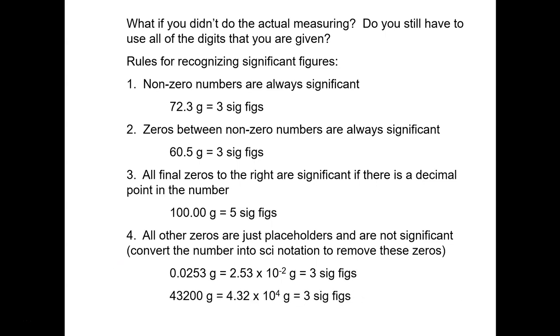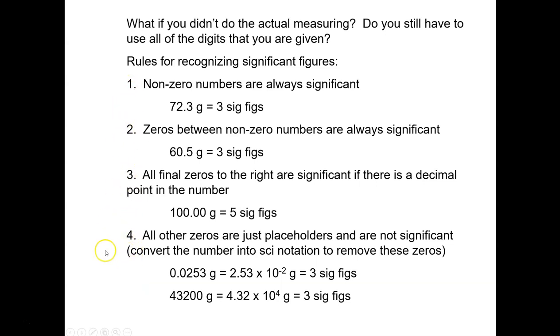Now, if zeros are at the end of the number and there's no decimal point showing, like in 43,200, and there's no decimal point here at the end, that means those zeros are also just placeholders and you can ignore them. So if you were to rewrite this in scientific notation, those zeros would just simply drop off. But if there's no decimal point showing, the zeros at the end of the number, I should say, do not count. Okay? Now, there's one more rule. We'll go through that in just a minute.